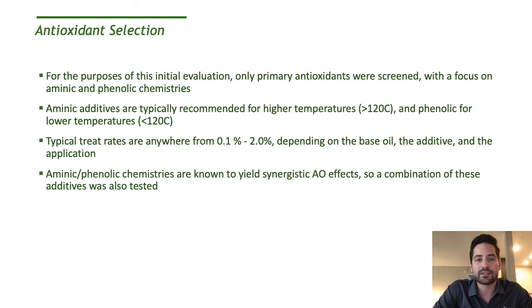Typical treat rates for primary antioxidants range anywhere from 0.1% to 2%, depending on the base oil, the additive, and of course the application you're going to be using them in. One note to keep in mind is that aminic and phenolic chemistries are known to yield synergistic effects with respect to the AO effects. So a combination of these additives was also investigated as part of this study.